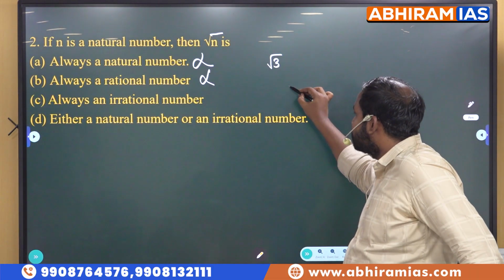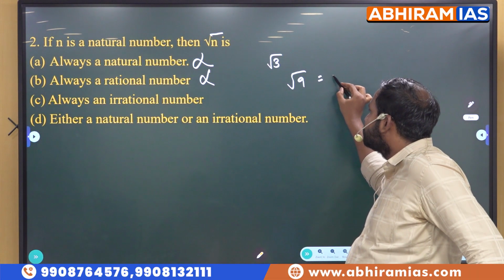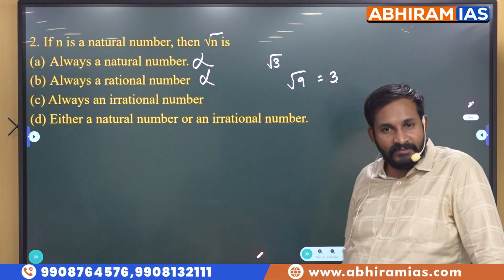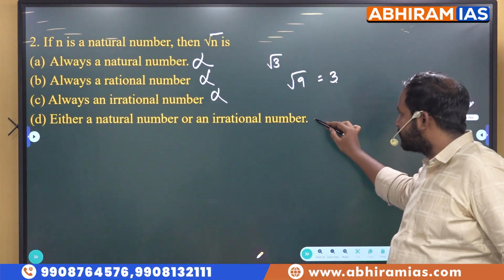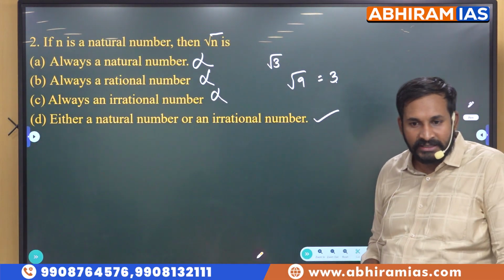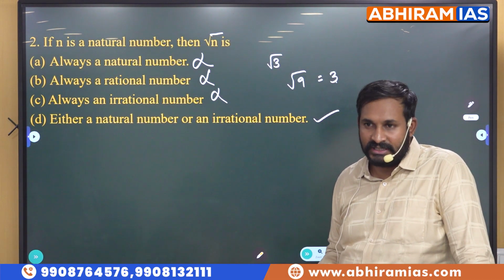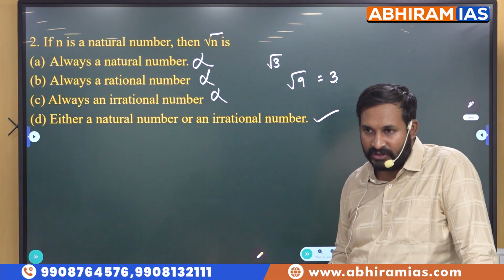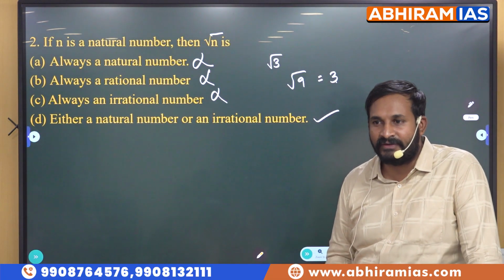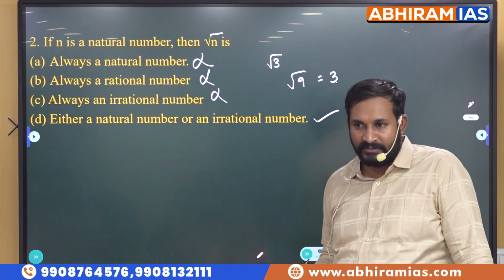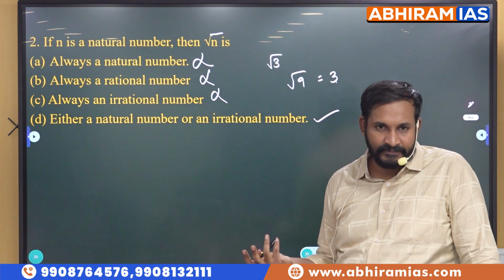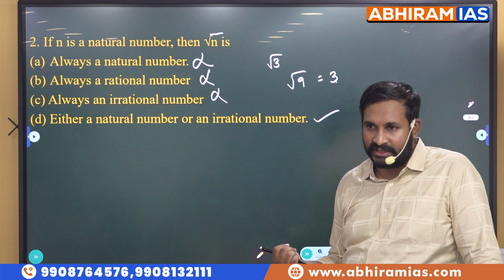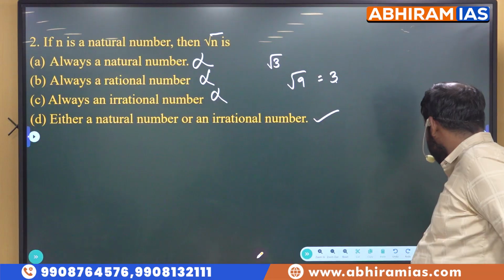Always an irrational number? See, root 9. What is root 9? 3. Is it an irrational number? No, that one is also wrong. Either natural or an irrational number. Yes, either natural or irrational number. These two cases only are possible for us. If it is an exact perfect square, it will become a natural number. If it is not a perfect square, it will go under irrational number. Only these are the two cases which we have. Right. Next one.